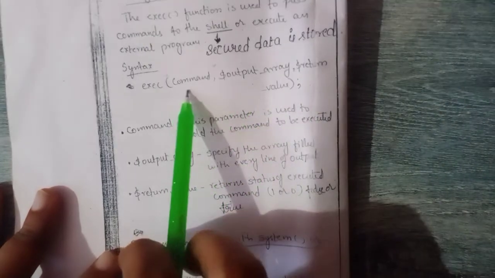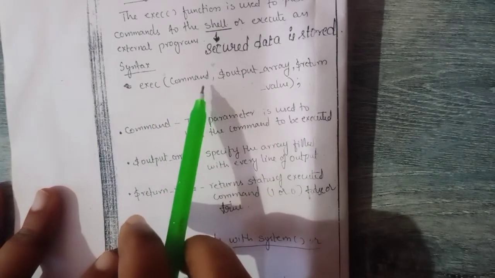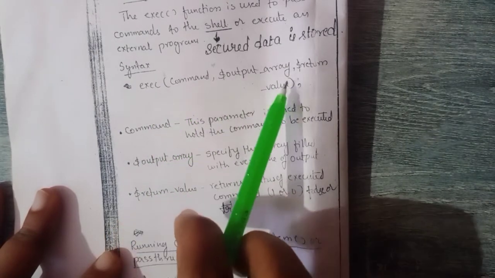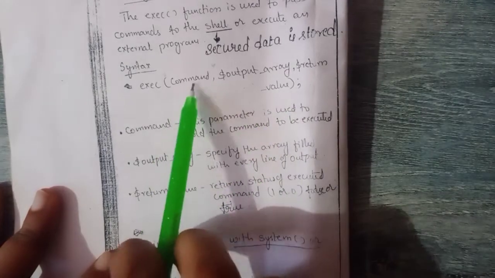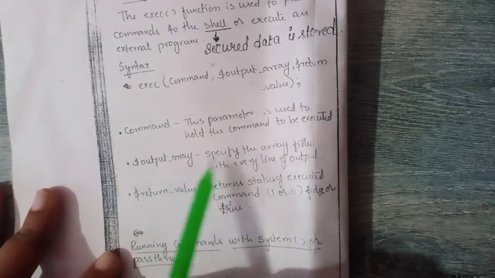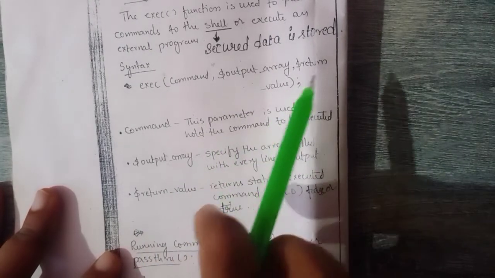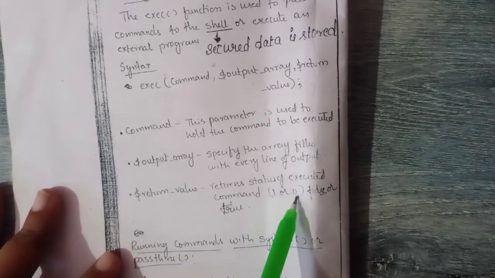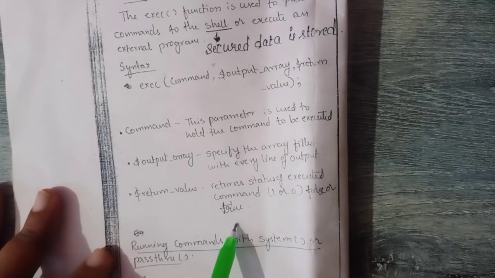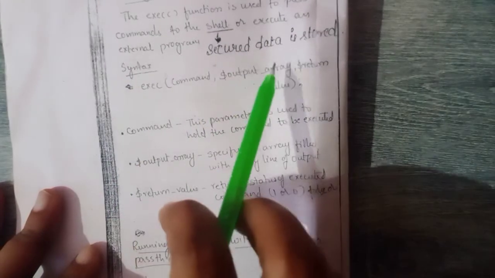If the command is executed successfully, then it will display 0. If there is any error in the command, then it will display 1 as the return value. Here the command is used to hold the command to be executed. The output array is used to specify the array filled with every line of output. Then the return value may be either 1 or 0, which represents false or true. In the exec command, the output is stored in an array.